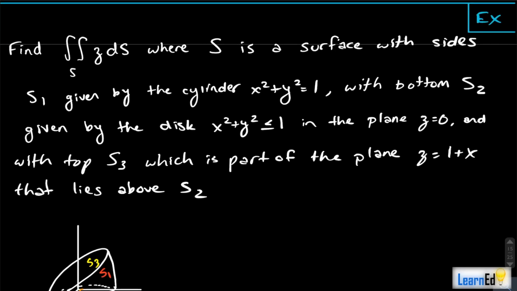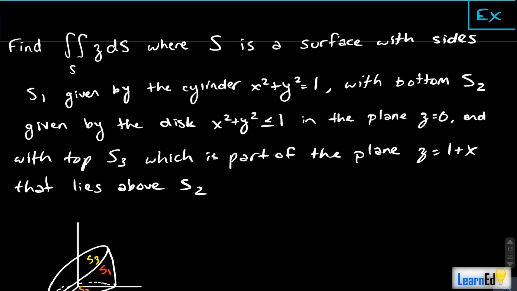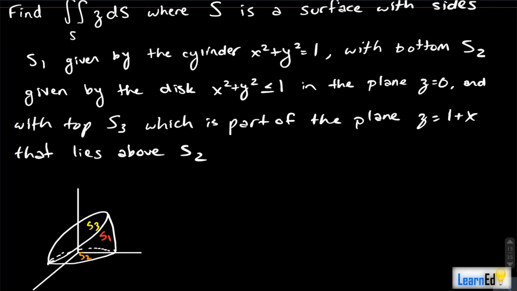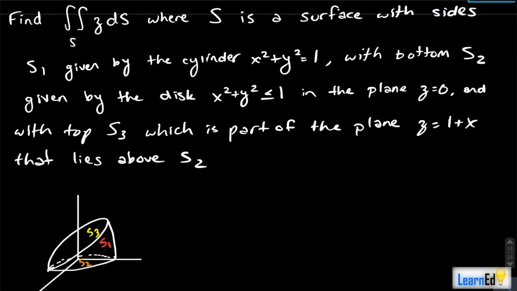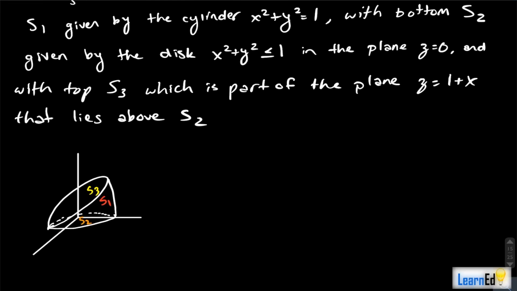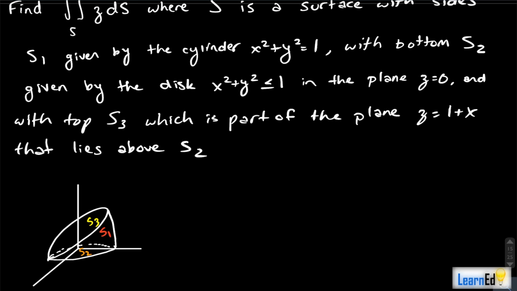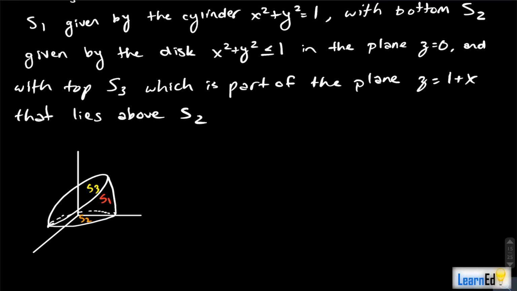Now, the question that we have here is asking us to find the double integral over the surface S of z dS, where S is a surface with sides S1 given by the cylinder x squared plus y squared equals 1, and I have all this jotted down, by the way. S1 is the sides of this cylinder, but you'll see in a second. With bottom S2 given by the disk x squared plus y squared is less than or equal to 1 in the plane z equals 0, and with top S3, which is a part of the plane z equals 1 plus x that lies above S2.